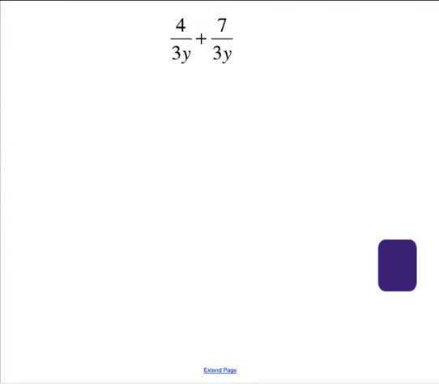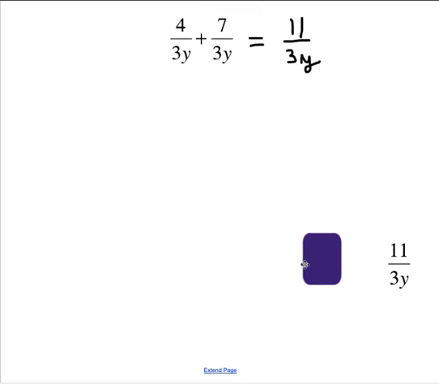Here I have 4 over 3y plus 7 over 3y. Because they have a common denominator, we can go ahead and add them together. And so 4 plus 7 is 11 over 3y. And I apologize now for my bad handwriting.